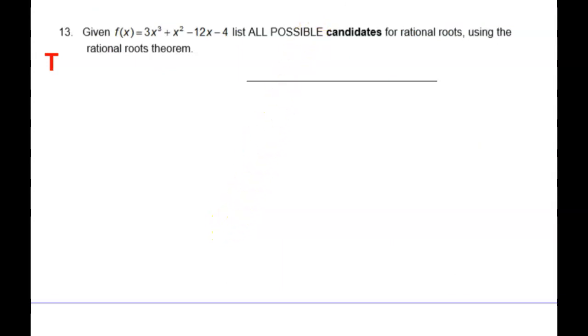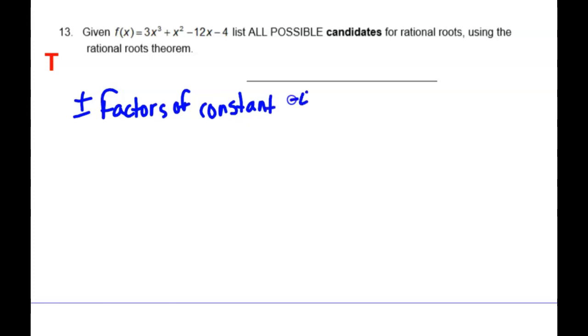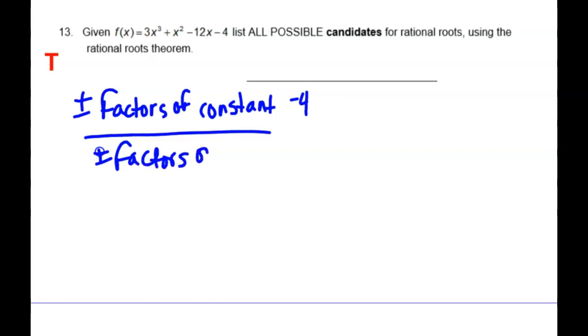All right. This is worth like 2 points. Please don't get this wrong either. Plus or minus all the factors of the constant, which in this case is -4, over all the factors of the leading coefficient. Now, pretend that says coefficient, which is 3.